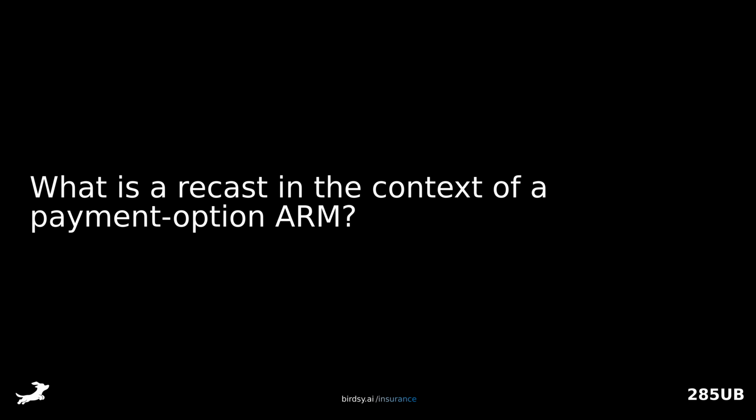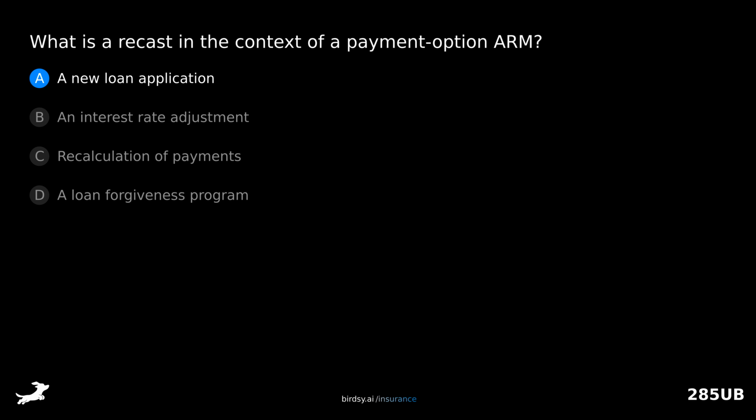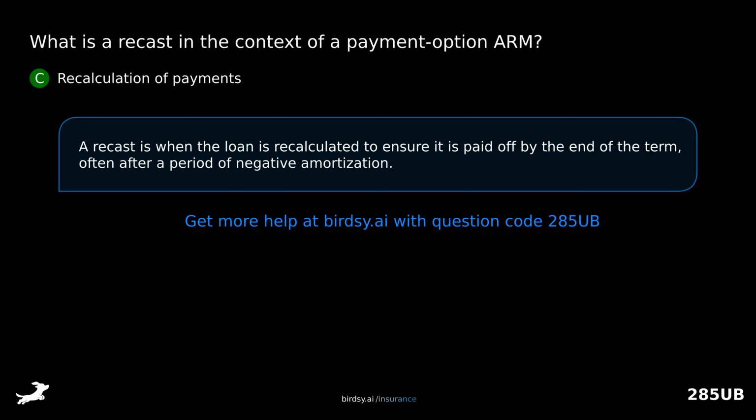What is a recast in the context of a payment option ARM? Is it A, a new loan application, B, an interest rate adjustment, C, recalculation of payments, or D, a loan forgiveness program? The answer is C, recalculation of payments. A recast is when the loan is recalculated to ensure it is paid off by the end of the term, often after a period of negative amortization.